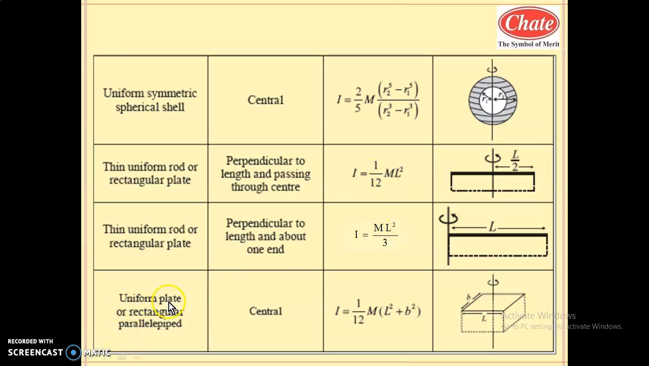Now for a uniform plate or rectangular parallelepiped, because the moment of inertia does not depend upon the thickness, for a uniform rectangular plate or parallelepiped, about the central axis, meaning the axis passes through the center and is perpendicular to its plane, the moment of inertia equation is M in bracket L square plus B square by 12. Students, you draw the diagram and remember these various formulae.